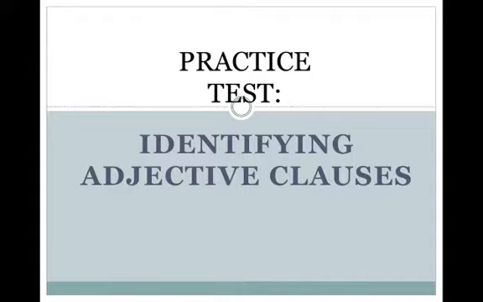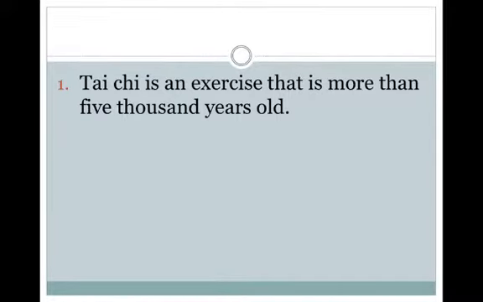Let's take a practice test and see if you can identify the adjective clauses in the following sentences. We will underline the adjective clause in each sentence. Number 1, Tai Chi is an exercise that is more than 5,000 years old. The adjective clause in this sentence is, that is more than 5,000 years old. And remember, that was one of those key words.